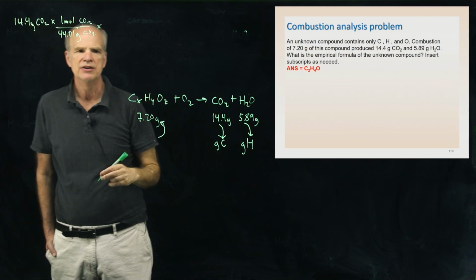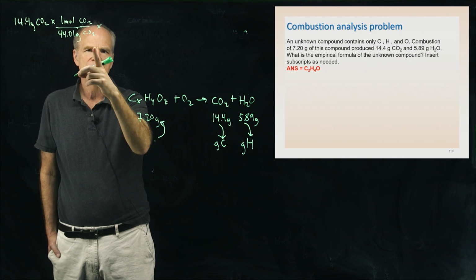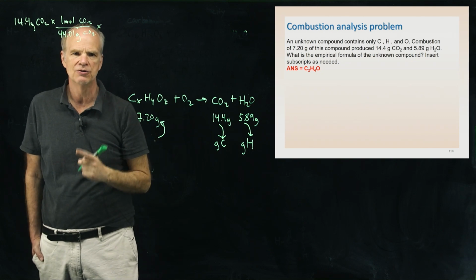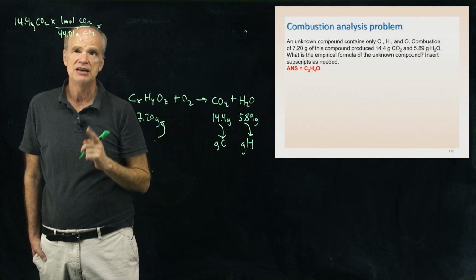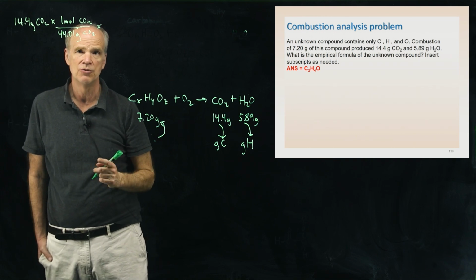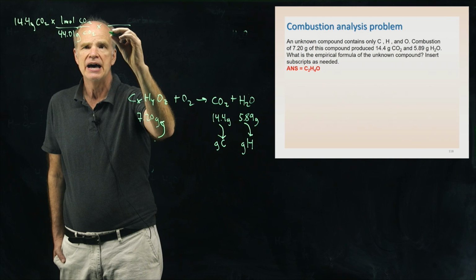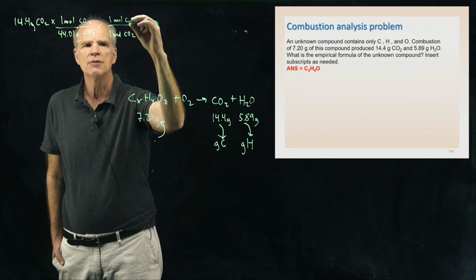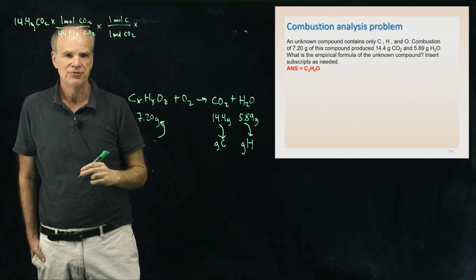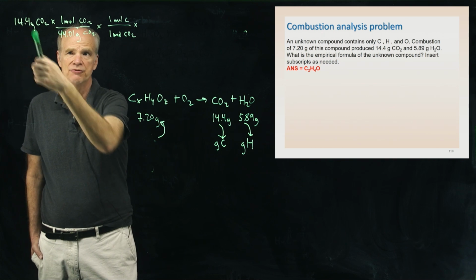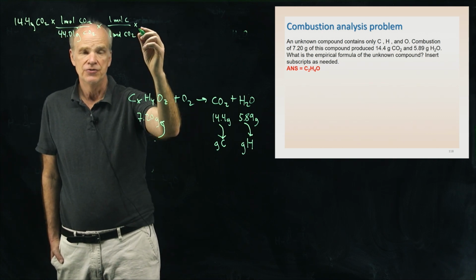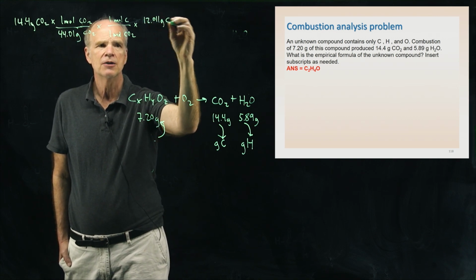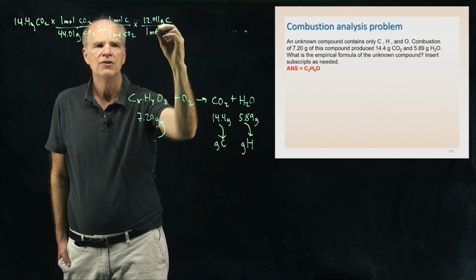The next step is we want to figure out, of these moles of carbon dioxide, how many moles of carbon are there? You can see that for every 1 molecule of carbon dioxide, you have 1 atom of carbon. That means if you have 1 mole of carbon dioxide, you have 1 mole of carbon. So I'm going to write 1 mole of carbon dioxide over 1 mole of carbon. Now, the next step to figure out the grams of carbon in this 14.4 grams of carbon dioxide is to multiply this by the molar mass of carbon, which is 12.011 grams of carbon over 1 mole of carbon.